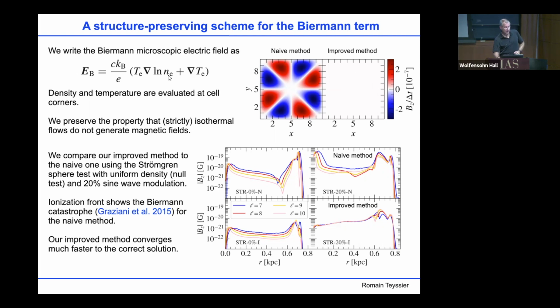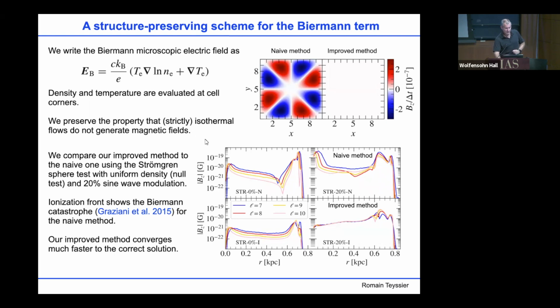So what is the trick here? The trick is to rewrite the previous gradient into two components. One, which is the gradient of the temperature. So if you have an isothermal flow, obviously it goes away. And then the temperature and the gradient of the logarithm of the density. And if you have an isothermal flow, then you see that the electric field is actually a constant times the gradient. And so if now you take the numerical curl of the gradient, you find exactly zero. So by construction, our scheme preserves exactly this property that an isothermal flow should have no field.